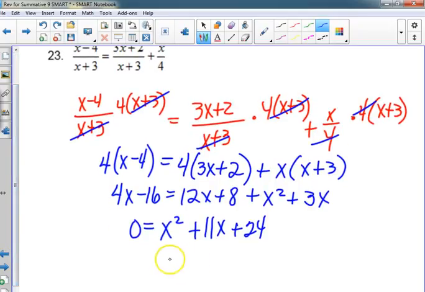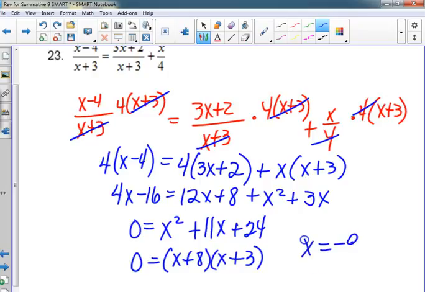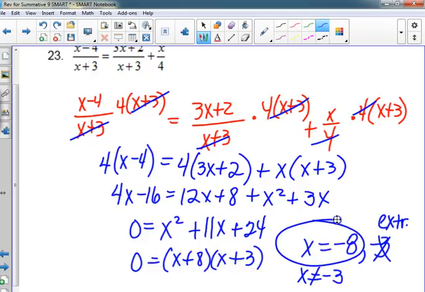Okay. It should factor. There's a hint, guys. Okay, if it doesn't, then you probably made a mistake somewhere. Okay, I get negative 8 and negative 3. But back here, x cannot be negative 3. So this is extraneous. And you don't have to write, they just have to tell me only a negative 8 works.